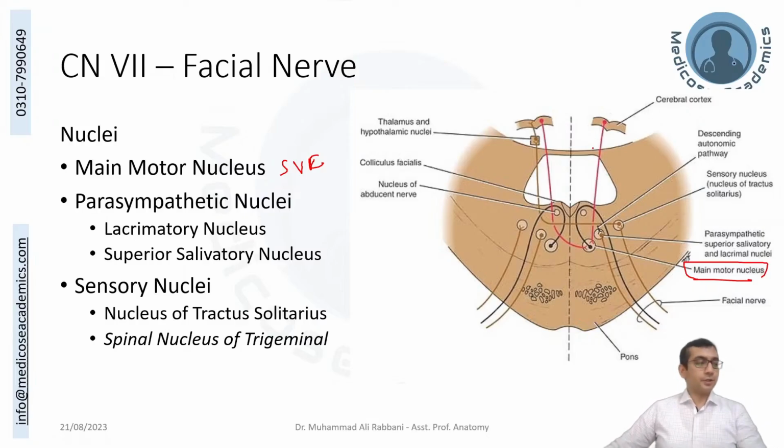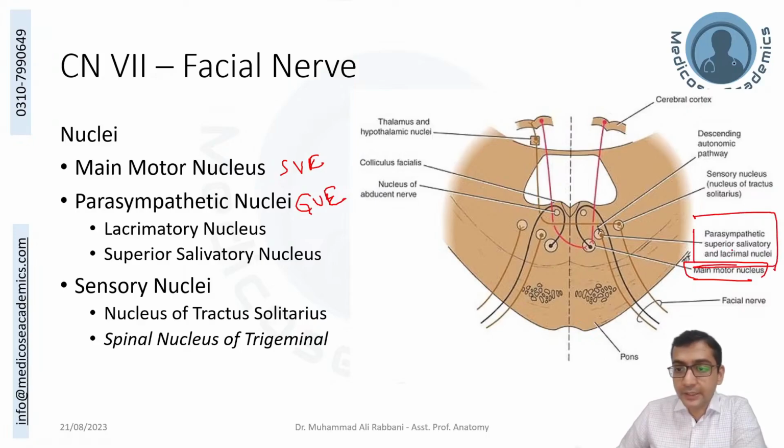Okay, let us continue. We were talking about the main motor nucleus, that is the muscles of facial expression and some other muscles that are supplied by that. Then there is a parasympathetic nucleus. These will be general visceral efferent fibers. There are two parasympathetic nuclei. The one that is responsible for salivation, the one that is responsible for lacrimation.